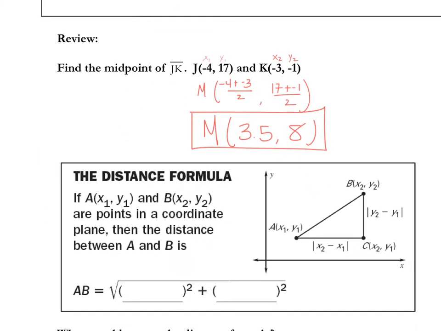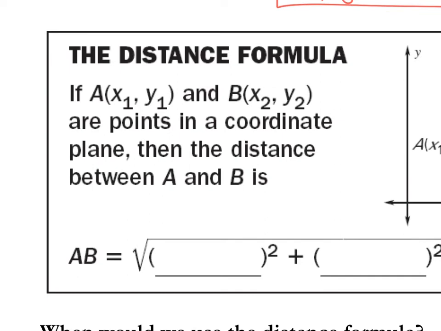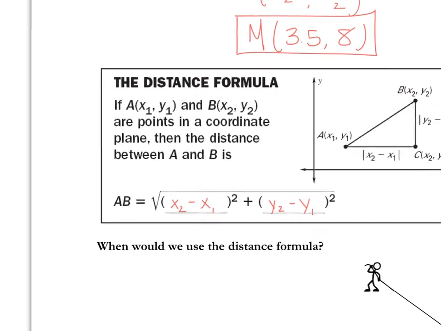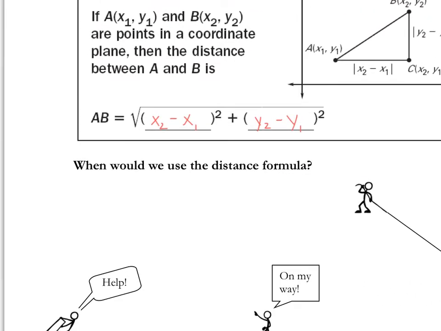So now here is my distance formula. Today we're going to find the length of a segment. You are going to mark up x1, y1, x2, y2, just like you did for the midpoint formula. But now you're going to do x2 minus x1 plus y2 minus y1. That is the formula you're going to want to remember.